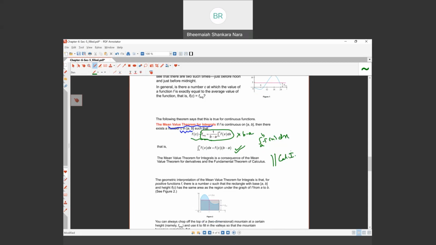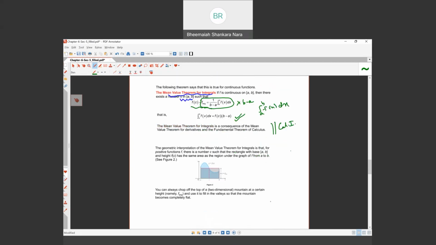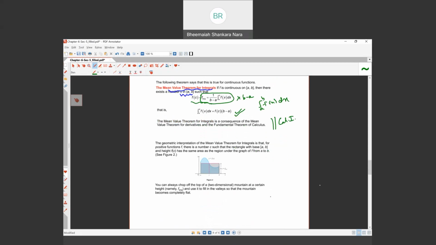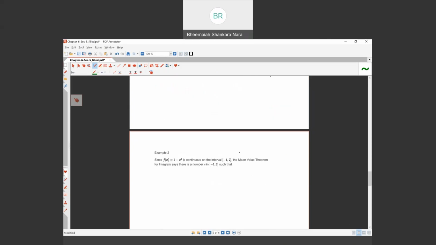So the geometric representation of the mean value theorem for the integral is given here in terms of positive functions f. All you say is there is a number c such that the rectangle with the base ab and the height f of c has the same area as the region under the curve. Now let's do one more example based on this mean value theorem.